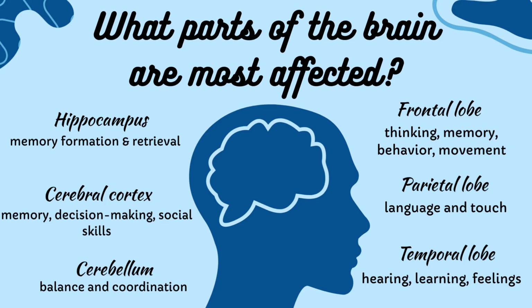The lobes of the brain are also affected by this condition. This includes the frontal lobe, responsible for thinking, memory, behaviors and movement. The parietal lobe, responsible for the language and touch. And the temporal lobe, which affects the hearing, learning and feelings. Dementia affects many more areas of the brain, but these mentioned are the most impacted by this condition.